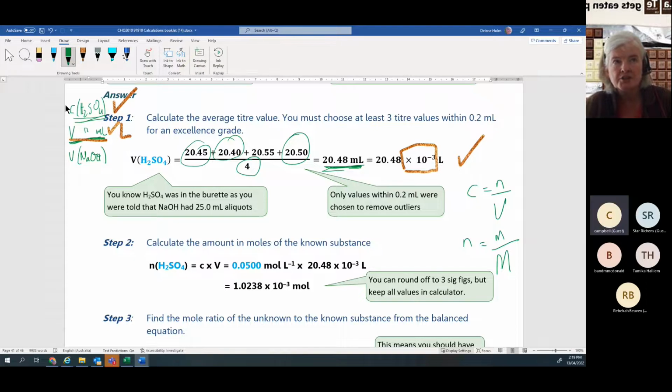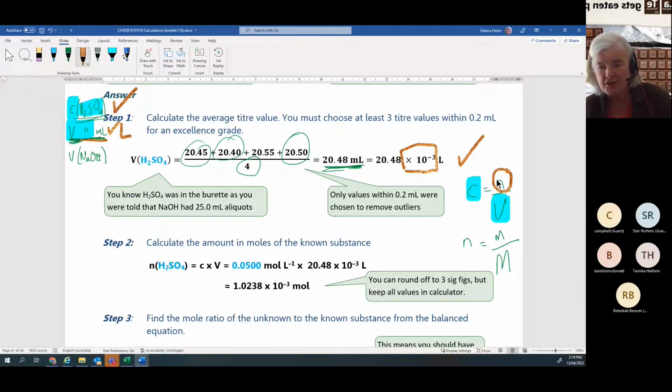Bearing in mind that it's got to be for the same substance, I can't mix up sodium hydroxide in here. It's got to be sulfuric acid and sulfuric acid. So I've got C and I've got V. If I've got C and I've got V, can you see I can calculate n? Well done for having a go, okay?